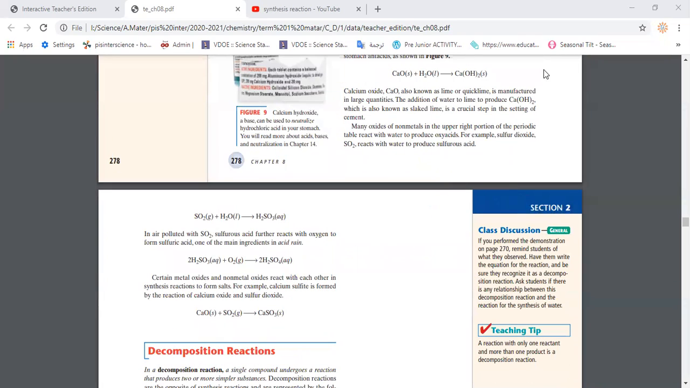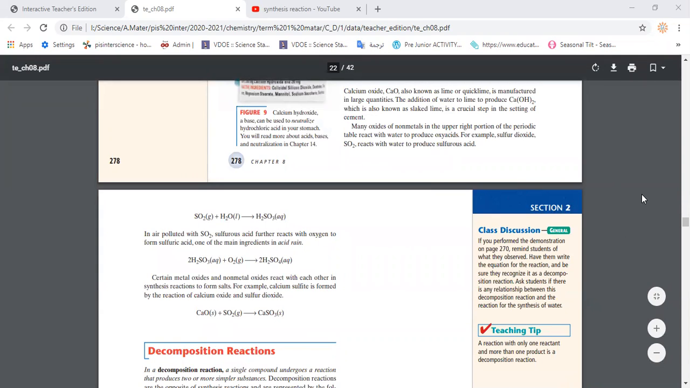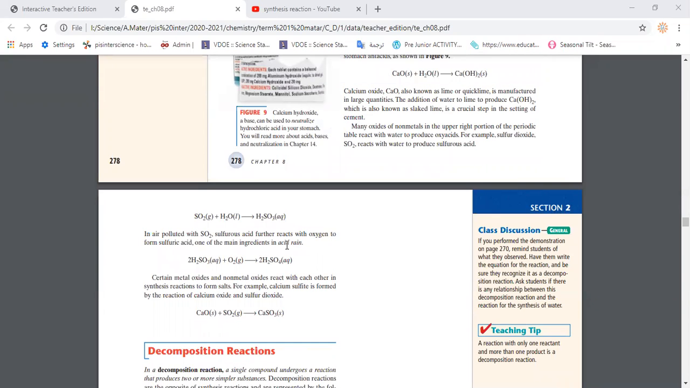Also here we could find that sulfur oxide could react with water, producing sulfurous acid.